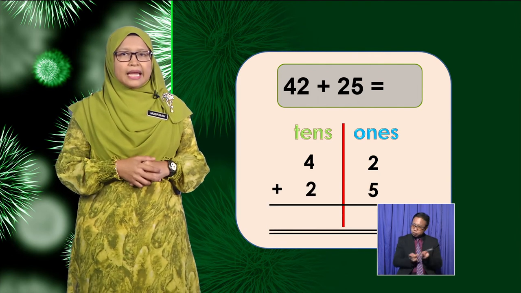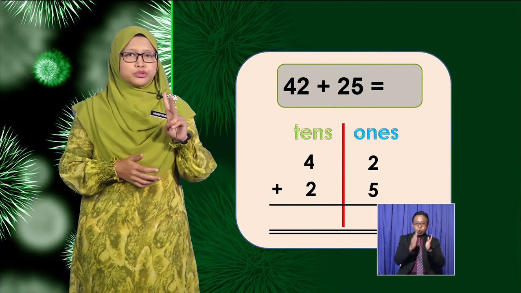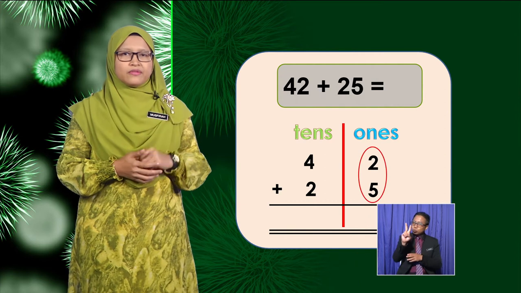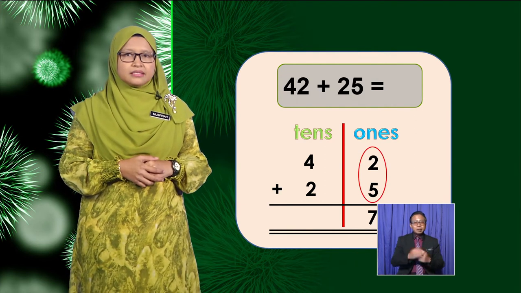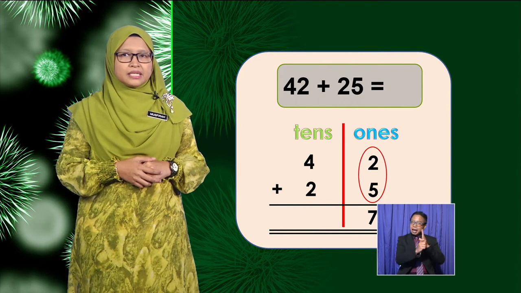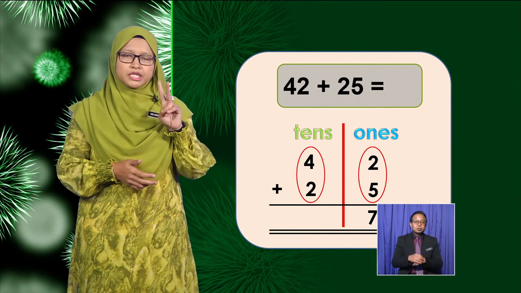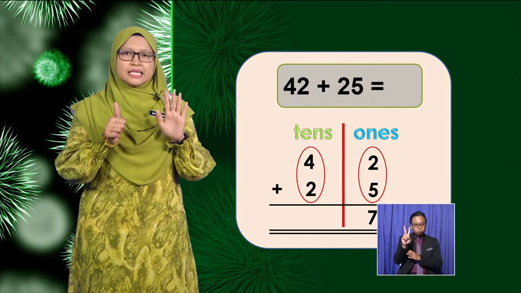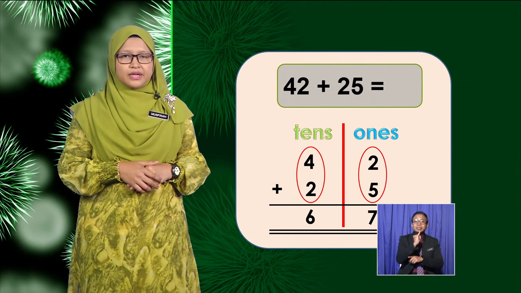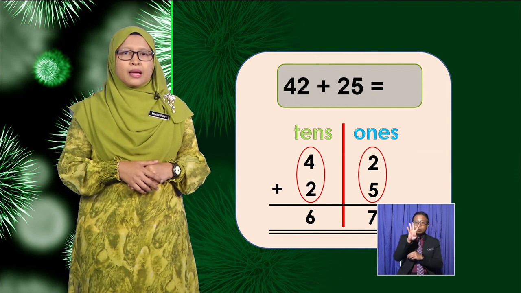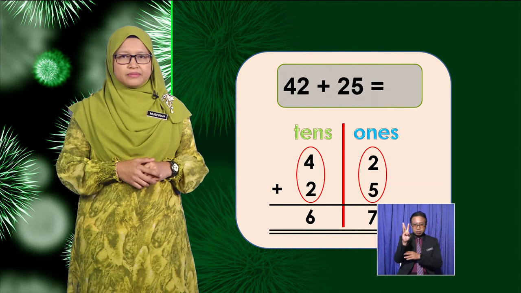Then, add the numbers in the column ones. 2 plus 5 equals 7. After that, add the numbers in the column tens. 4 plus 2 equals 6. The answer is 67. 42 plus 25 equals 67.